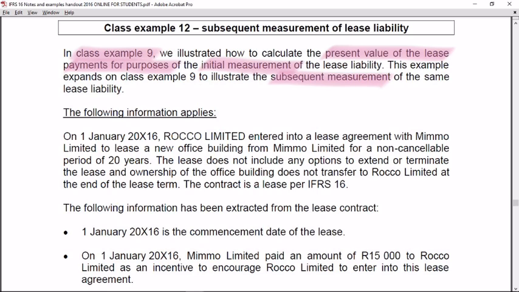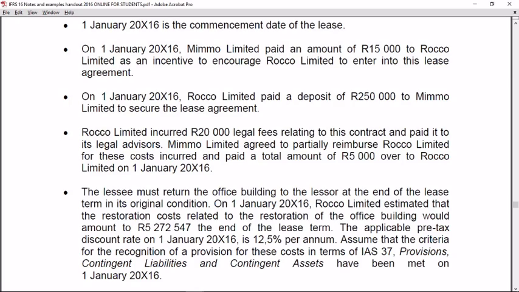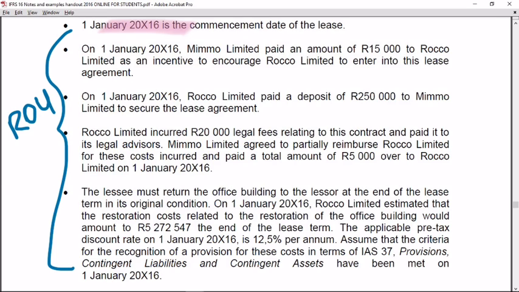The following information was applicable. On 1 January 2016 Rocco leased an office building, and it was for a non-cancelable period of 20 years. So my lease term, the n variable, was 20 years. The following information was provided. It deals with the commencement date, and everything up to there dealt with the measurement of the right-of-use asset. So we will not look at it in detail in this example.